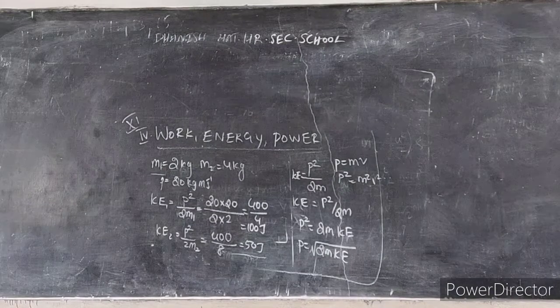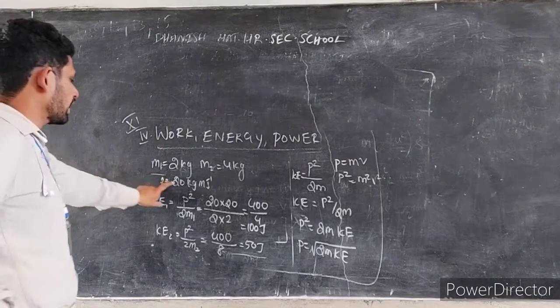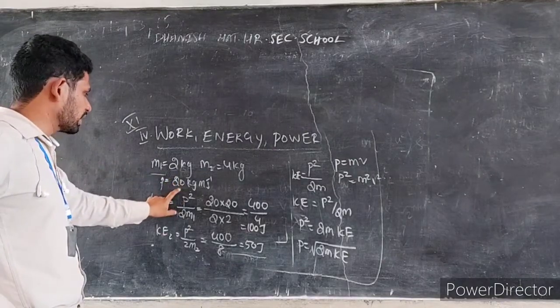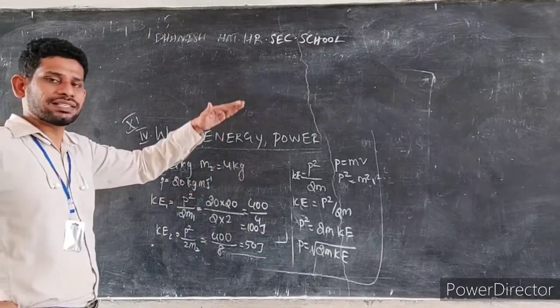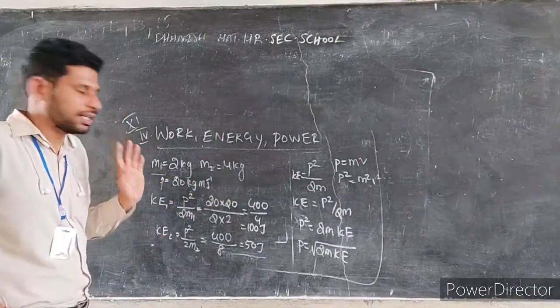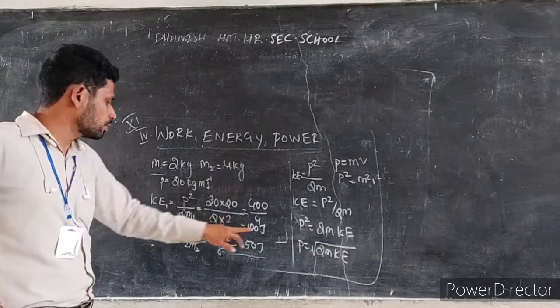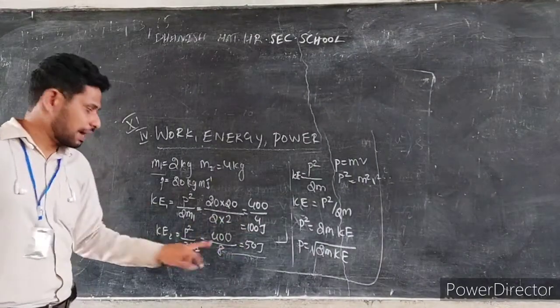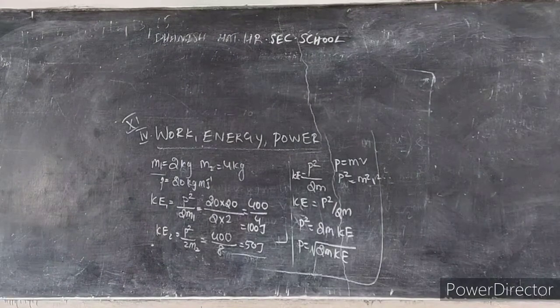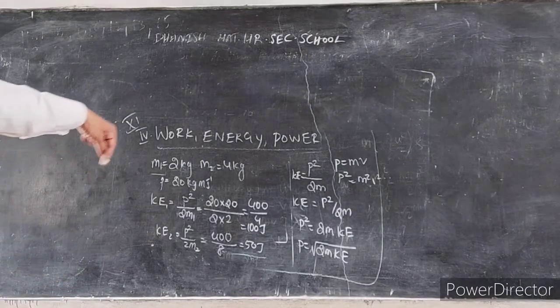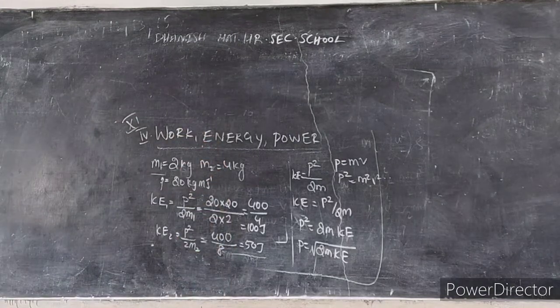Even though they both have the same momentum, the mass of the object is inversely proportional. So whenever the mass increases, kinetic energy automatically decreases. Here, with less mass, we have 100 joules. Here we have the greater mass, so when compared with this one, we are getting 50 joules. So the kinetic energy of the first one will not equal the second one. The heavier object has lesser kinetic energy than the smaller mass, because kinetic energy is inversely proportional to the mass.